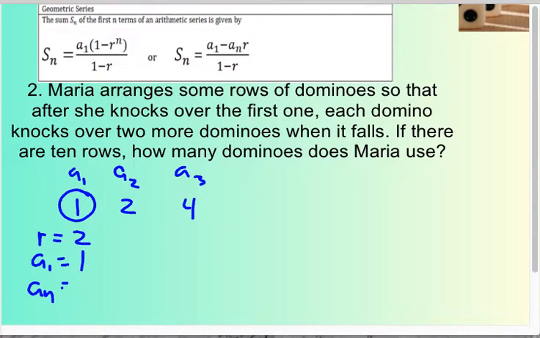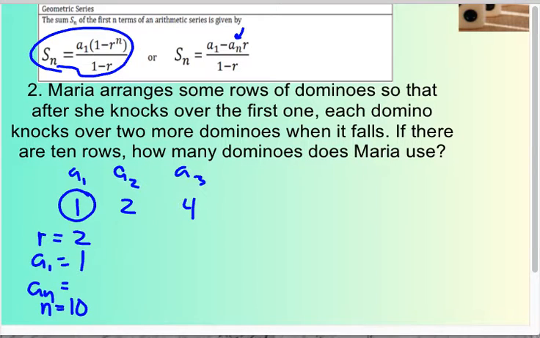We don't know what a sub n is, our last one. How many dominoes? We could figure it out by listing a sub 1 all the way to a sub 10, but I'm just going to say this. I know what n is. Well, there's 10 rows altogether. So n is 10 in this case. So I would probably use this formula right here because we don't know what a sub n is, and you need the a sub n to use that second formula for series.